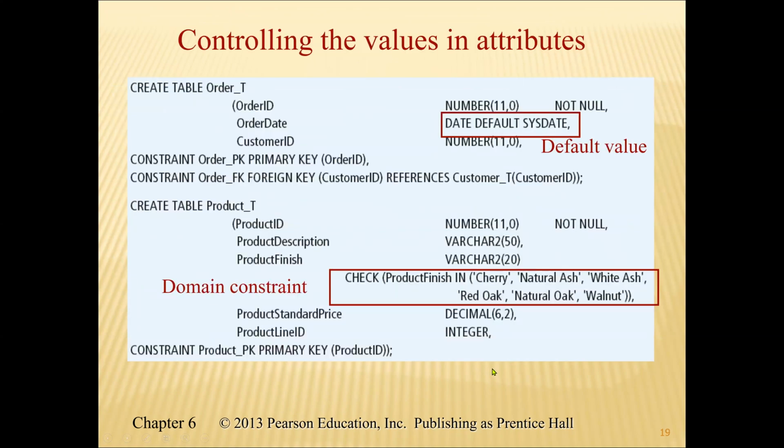Now, how do we control the values in attributes? That is the data types, as we said earlier. So either we specify the data type, or in this case, the order ID is the data type. Order date, we can say, okay, by default, we are using the system date. SYSDATE means the computer date. So anytime I enter a record or do something, the order date here will be the date that the computer generates for you. That's why it's a default value. I'm not going to enter it anymore.